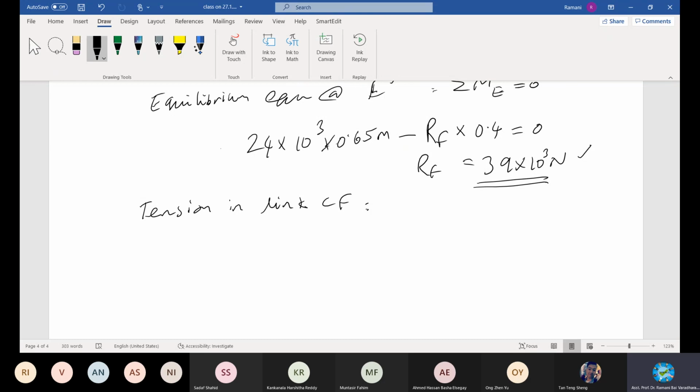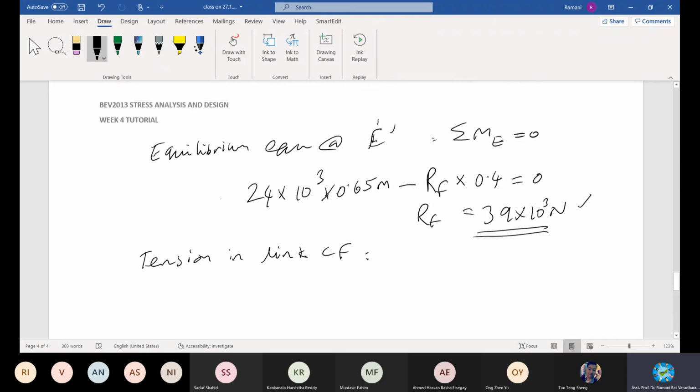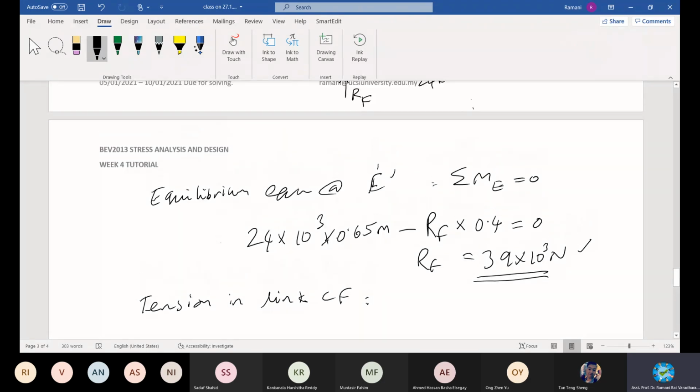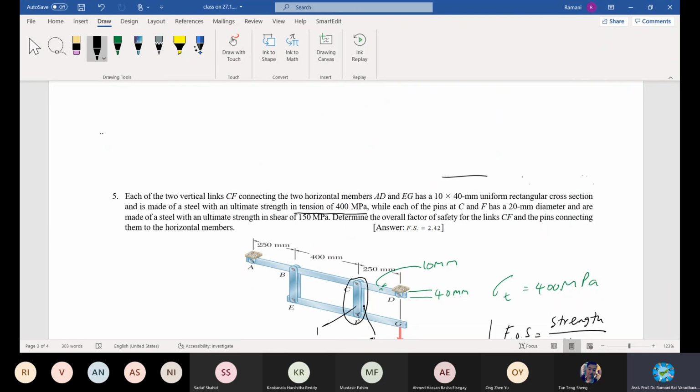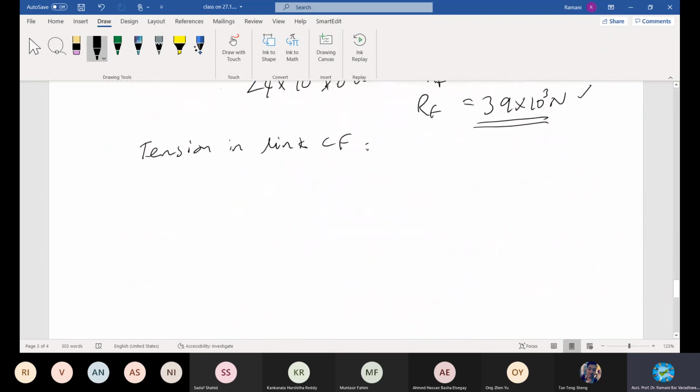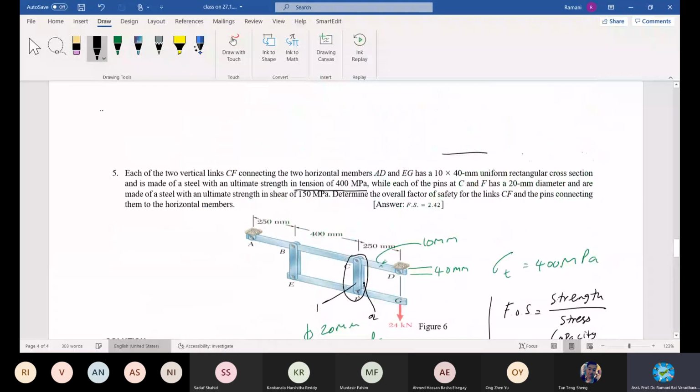But I need to know the area. Am I right? Okay. How much is the stress given to you? Let me check the number there. 400, isn't it? See, tensile stress is given to you already. Go from the known data. I need to find the tension loading on this member CF, but the tensile stress, sigma T, is given to you already. How much is it? 400 megapascals.